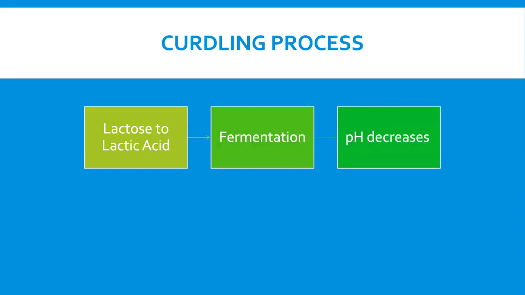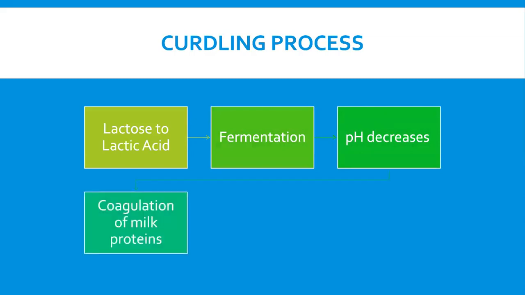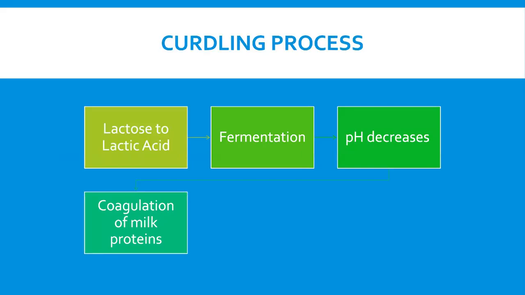The pH of the milk decreases. Right. When the pH of the milk decreases, coagulation of milk proteins takes place. What is coagulation of milk protein? See, as the pH decreases, you see that the water gets separated. There are some certain blocks that start forming, and these blocks come together, and that is called coagulation of proteins. And that coagulation of protein results in the completion of the curdling process.